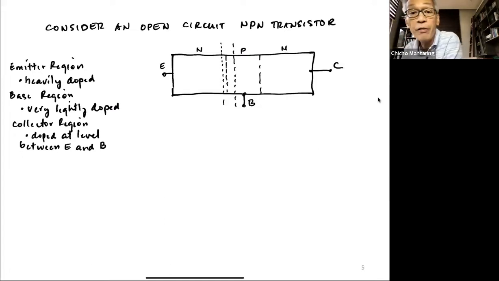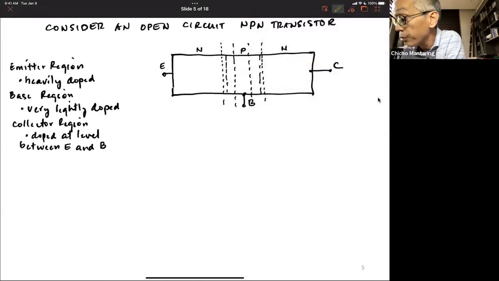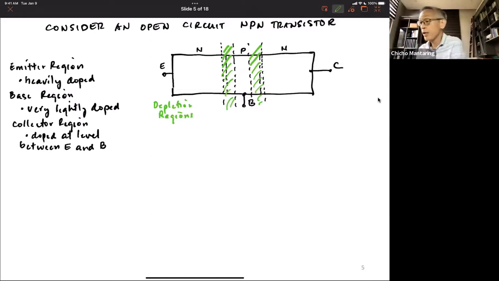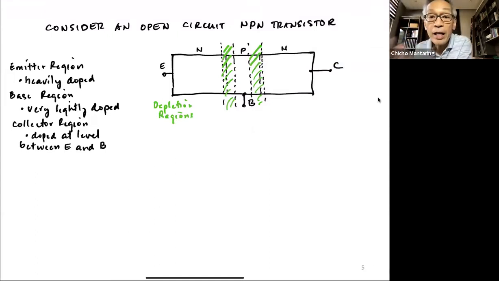Okay. And you're going to have a depletion region also at your collector-base junction. I'm going to show it this way. So these are both depletion regions. As you can see, the depletion region is going to extend into the base more than it extends into either the emitter or the collector. Can anybody guess why?